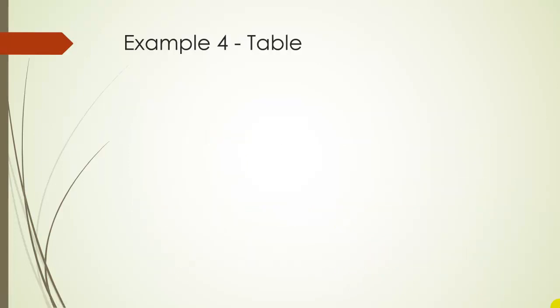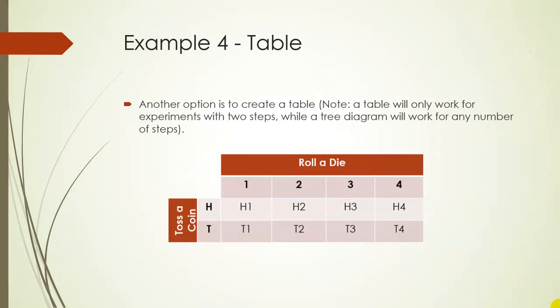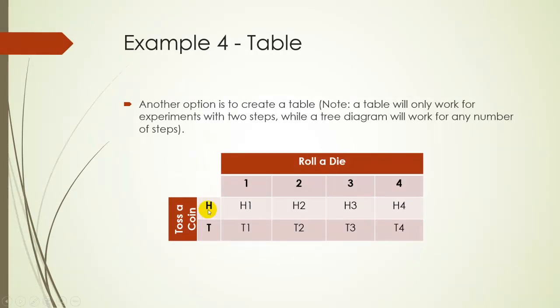Another way to list every option is by a table. The downside of using the table method, even though it is a little bit easier, is that it only works when you have experiments that have 2 parts or 2 steps to it. A tree diagram, however, could work for any number of steps. But doing this by a table, if we toss a coin, we have 2 options, heads or tails, and when we roll the 4-sided die, we have 4 options, 1, 2, 3, or 4. So that gives us H1, H2, H3, etc. Our same 8 options as before, but organized a little bit neater.